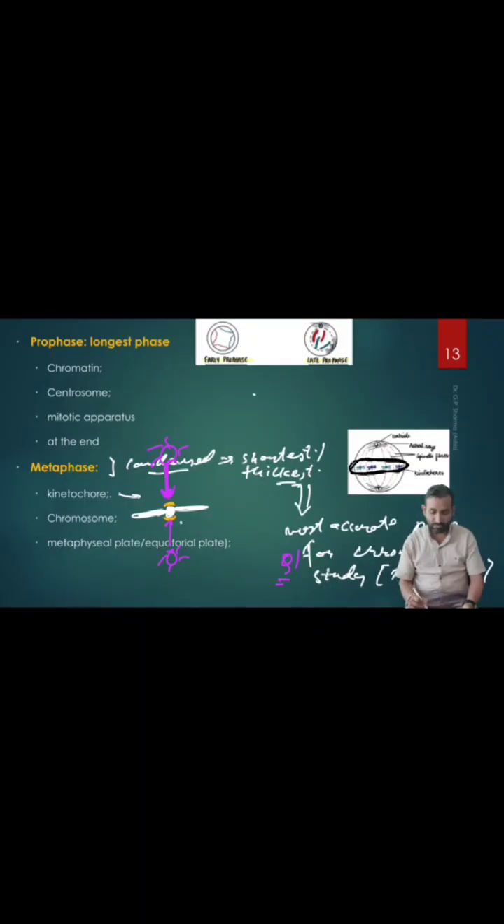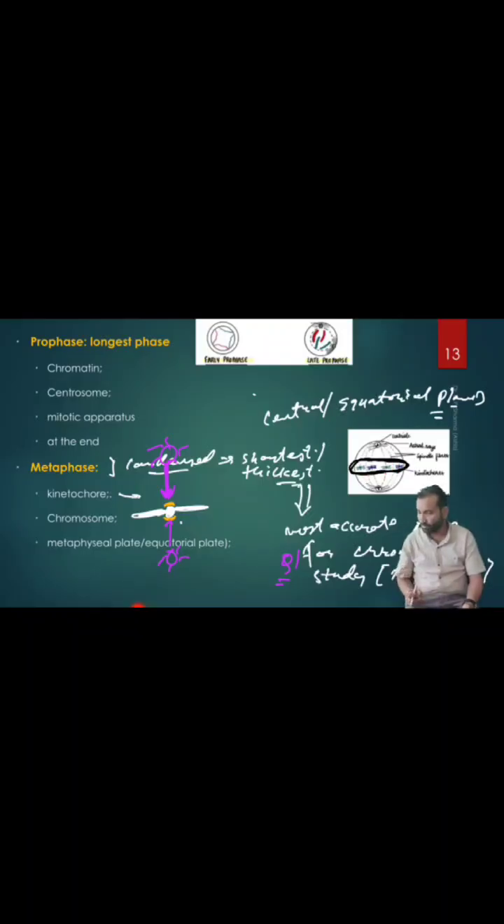Central alignment of the chromosomes. What happens? Central alignment of the chromosomes occurs in the equatorial plane. Kinetochore formation occurs. Hope you understand, right? Kinetochore formation occurs, and then the attachment of the spindle fibers with the kinetochores occurs, and then they push the chromosomes to the center from both sides. So the chromosomes will arrange in the central line, right?